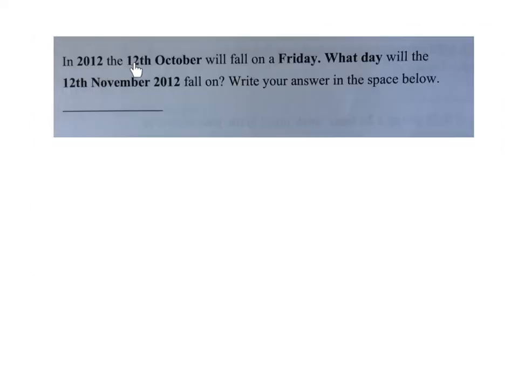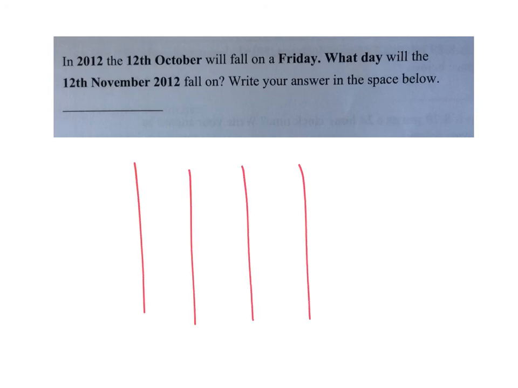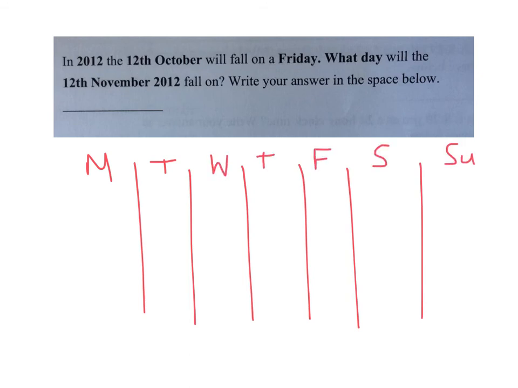In 2012, the 12th of October will fall on a Friday. What day will the 12th of November 2012 fall on? Write your answer in the space below. Well, this is a bit of a calendar work question, so we write out a quick calendar. Monday, Tuesday, Wednesday, Thursday, Friday, Saturday, Sunday. So we know that the 12th of October falls on a Friday. We can put that information into our calendar. And we know that there's 31 days in October.